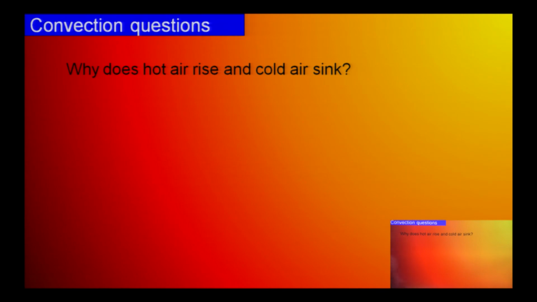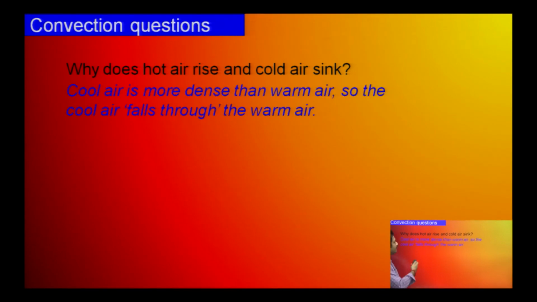Okay. Convection questions. Since I've already told you about convection, I've shown you some animations of radiation, of convection, as well as of conduction. So let's discuss the questions. Why does hot air rise and cold air sink? Cool air is more dense, as I've already told you. The cooler air is more dense than warm air, so the cool air falls through the warm air, and since we cannot have vacuum naturally, the cool air comes to take the place of the warm air that has gone up due to density reduction.